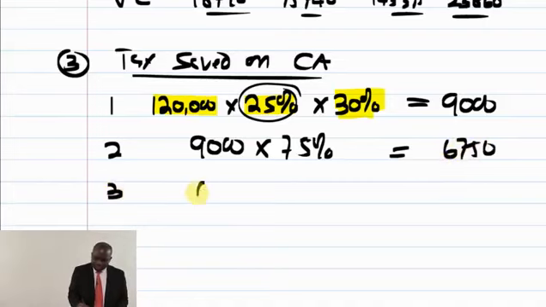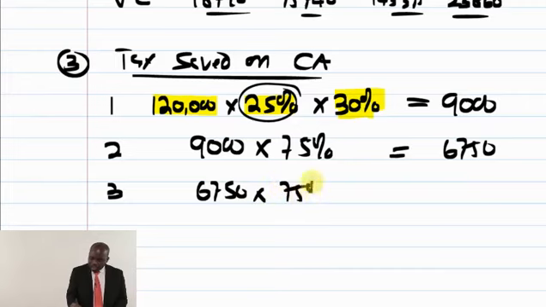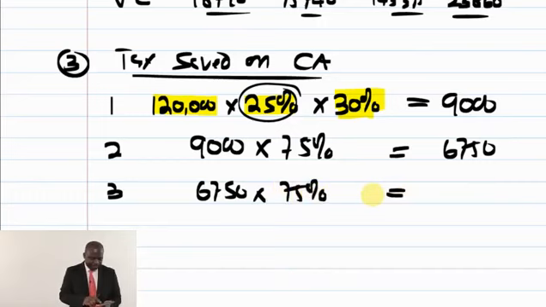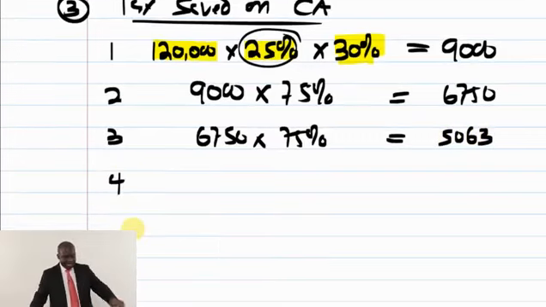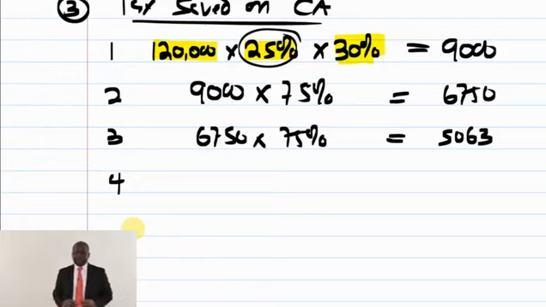Then year 3, the 6750 will also reduce by 25% to 75%. Okay? And that will give you 5063. The project is for 4 years. Now be with me. The project is for 4 years.